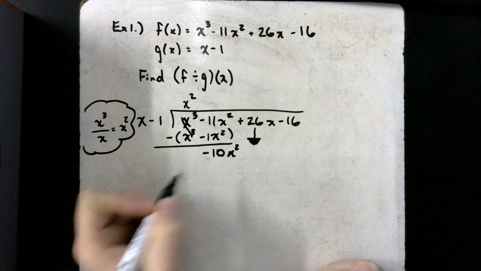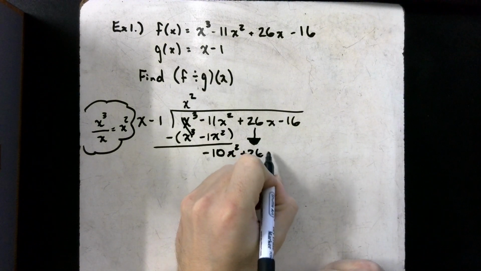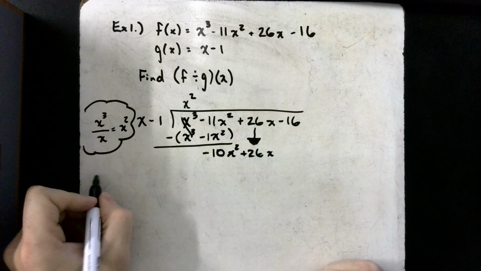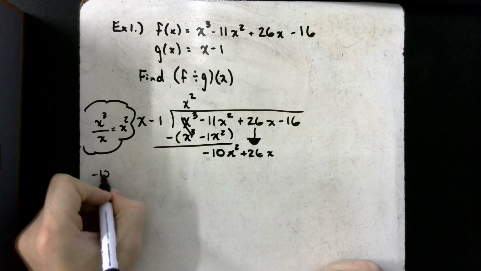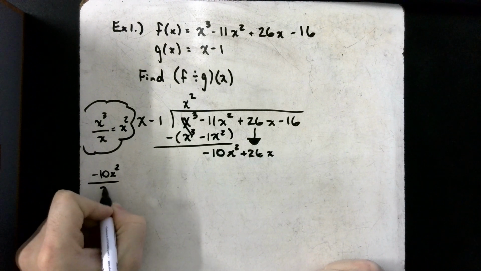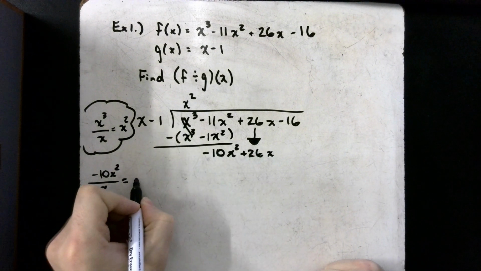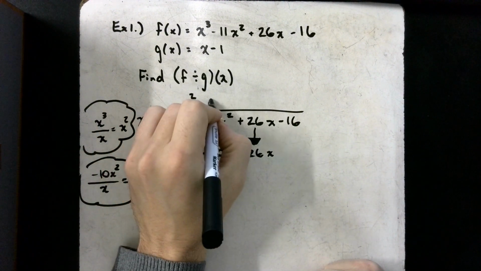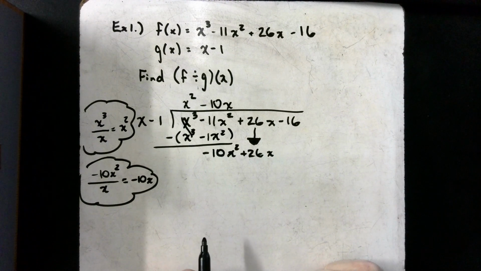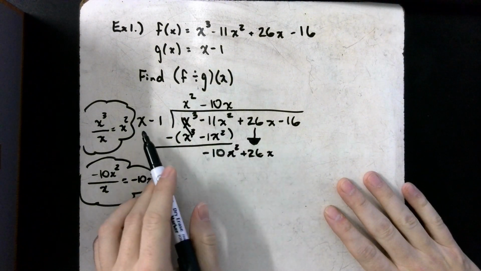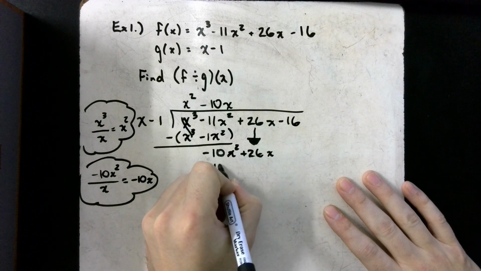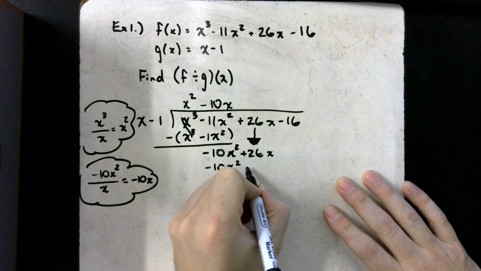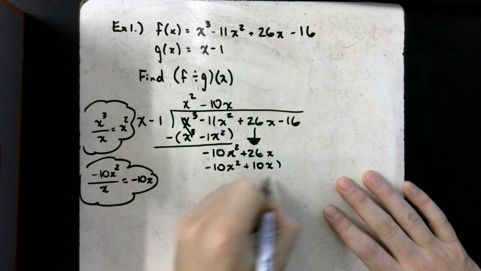I suggest just bringing down the next one like you do in integer long division. And then again, ask yourself, take this term here, negative 10x squared, because we want to get rid of it, and divide it by our first term up there, x. That will give me a negative 10x. And now that negative 10x goes up here. And we will say negative 10 times 1. There's our negative 10x squared. Those two should be the same. Negative 10 times negative 1 is a positive 10x.